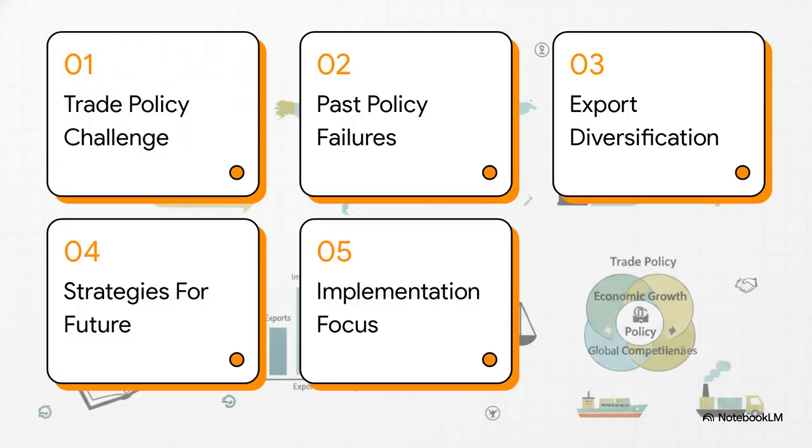To unpack this, we are going to follow a really specific framework today, which honestly acts as the perfect essay outline for a high-scoring CSS paper. First, we'll look at the trade policy challenge. Then, we'll analyze past policy failures, dive into the export diversification deficit, map out strategies for future growth, and finally, bring it all together for acing that exam.